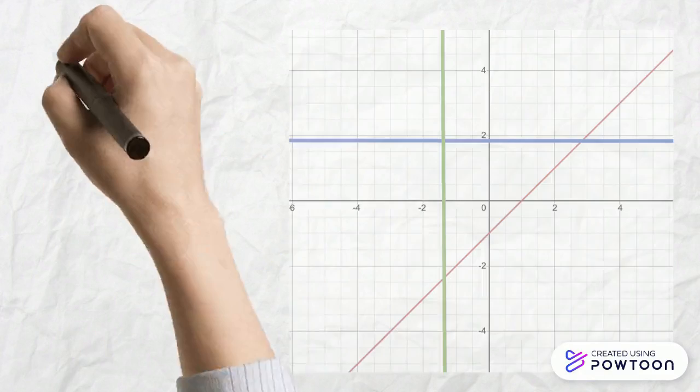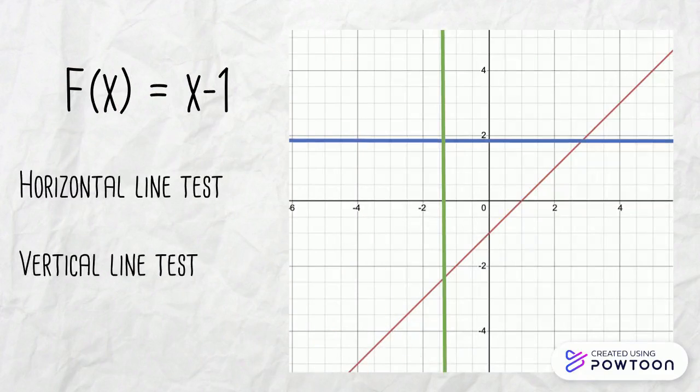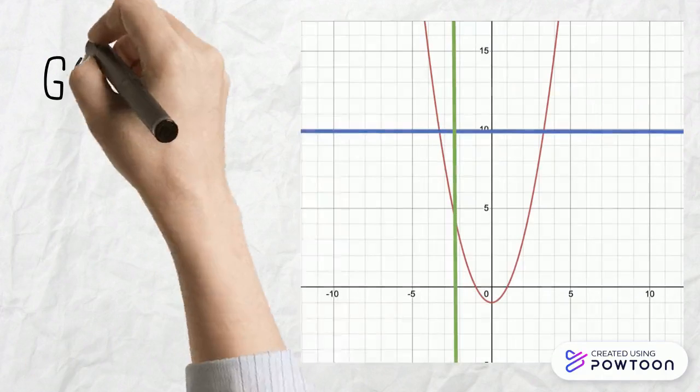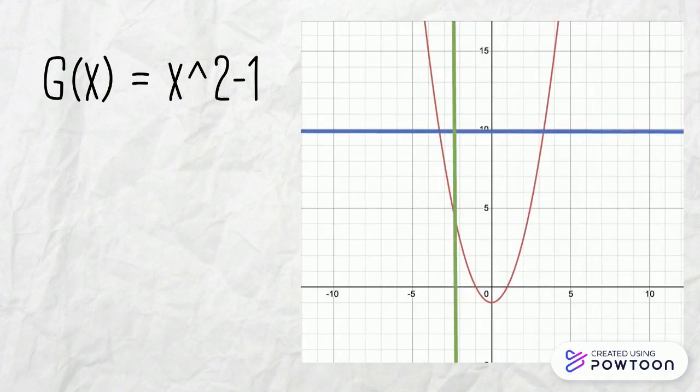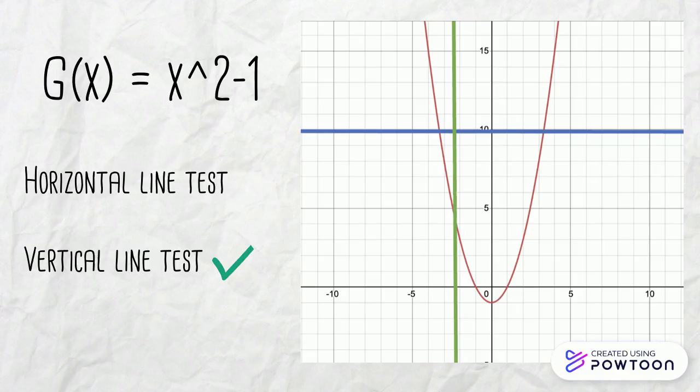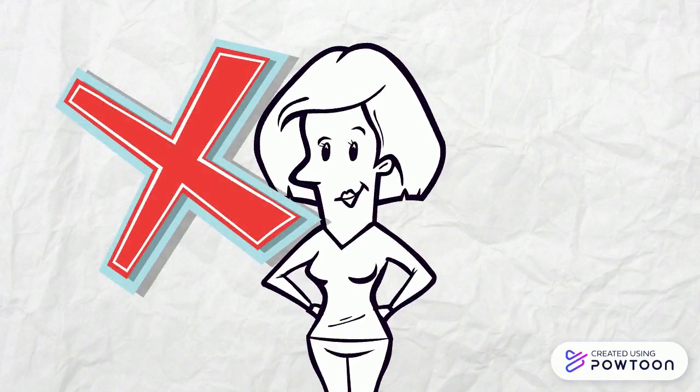We can see that if we try to graph the first equation and do the horizontal and vertical line test, it passes both. However, the second equation satisfies the vertical line test but does not pass the horizontal line test. Therefore, it cannot be considered as a one-to-one function.